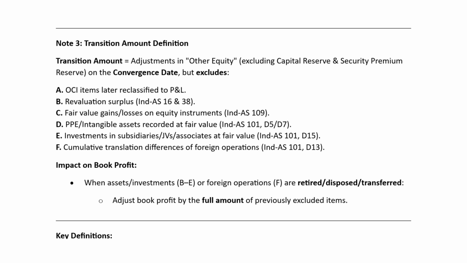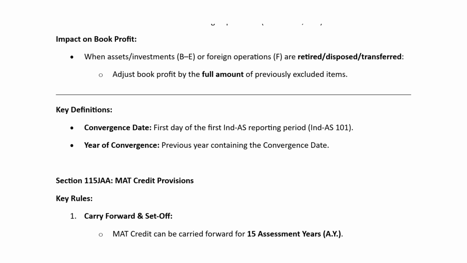We have to exclude the following 6 items: OCI items later reclassified to P&L, revaluation surplus, fair value gains and losses on equity instruments, PPE and intangible assets recorded at fair value, investment in subsidiary, JV, associate at fair value, and cumulative translation difference of foreign operations. Impact on book profit when assets and investments or foreign operations are retired, disposed, transferred: adjust book profit by the full amount of the previously excluded item. Now, convergence date is the first day of the first Ind AS reporting period, and year of convergence is the previous year containing the convergence date.